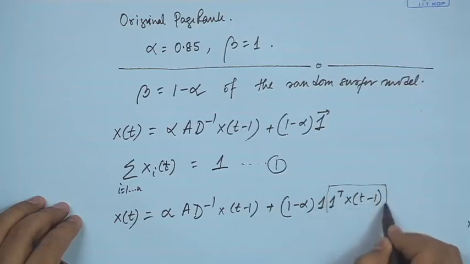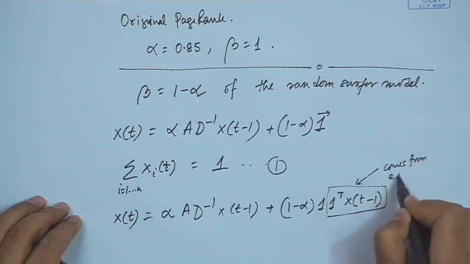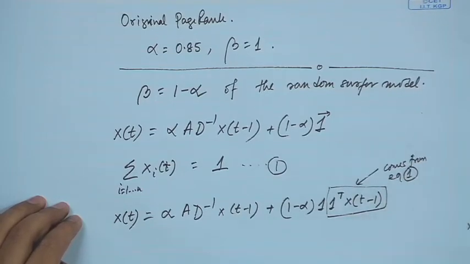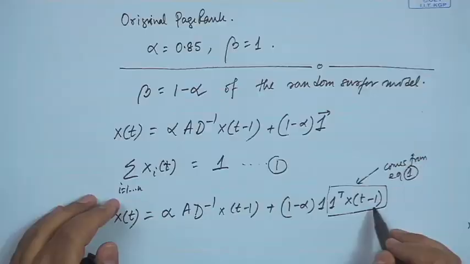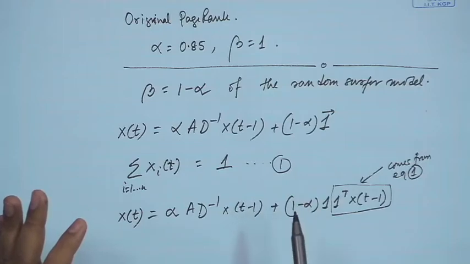So this part actually comes from equation 1, right. If we know that the sum of all the popularity values always remains 1, in each step whatever you do, it is only the relative ordering of the x values that changes, but the sum of the values always remains 1. Then 1 transpose x t minus 1 should be equal to 1, because you are taking the product of a vector of all ones with the individual x t values. This results in the sum of all the x t values, which is equal to 1.